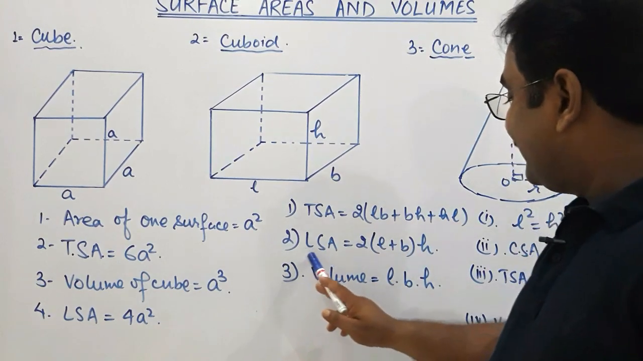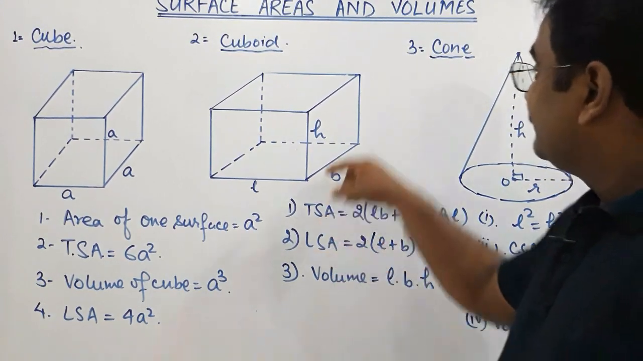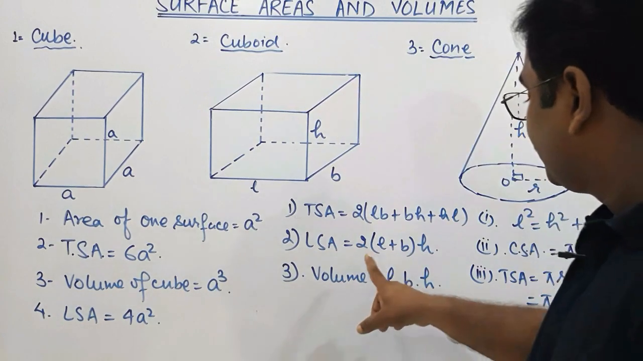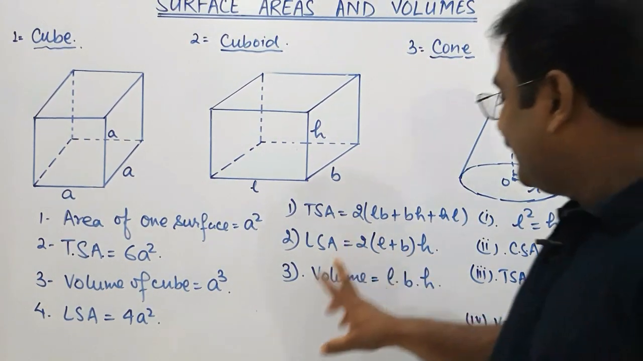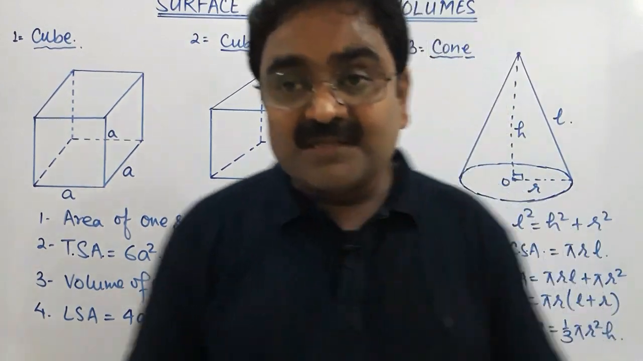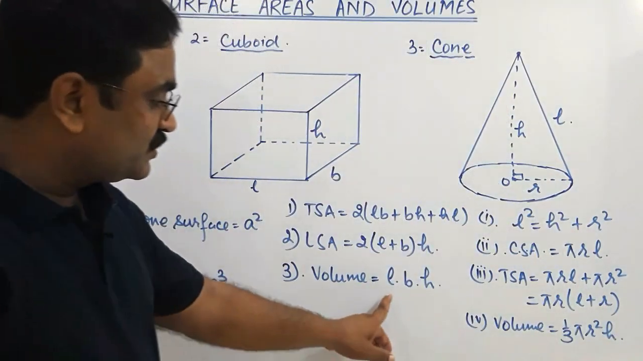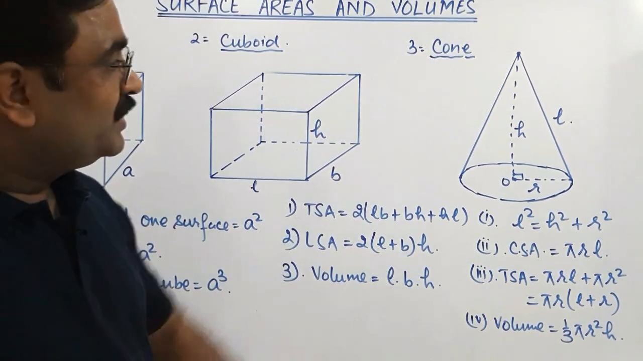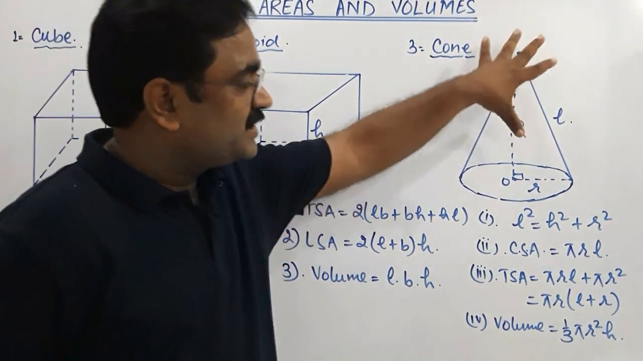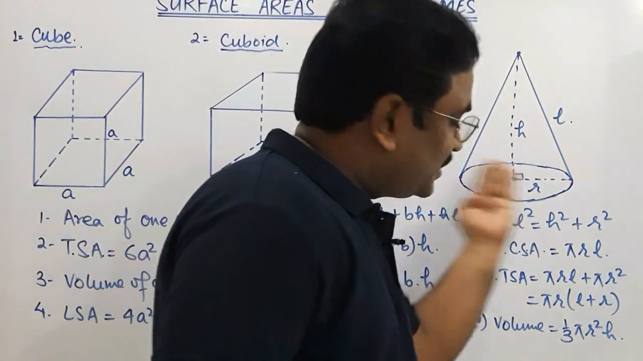Same as lateral surface area, LSA, meaning the area of the four walls, is equal to 2 into l plus b into height h. And the volume of the cuboid is equal to length into breadth into height. Okay. Now for the cone, as you know, this is the cone, its base is circular.